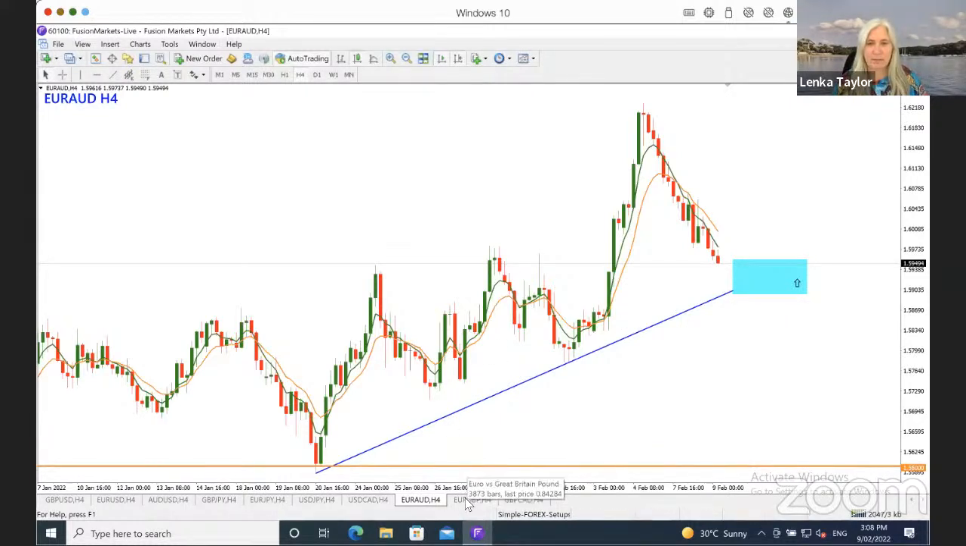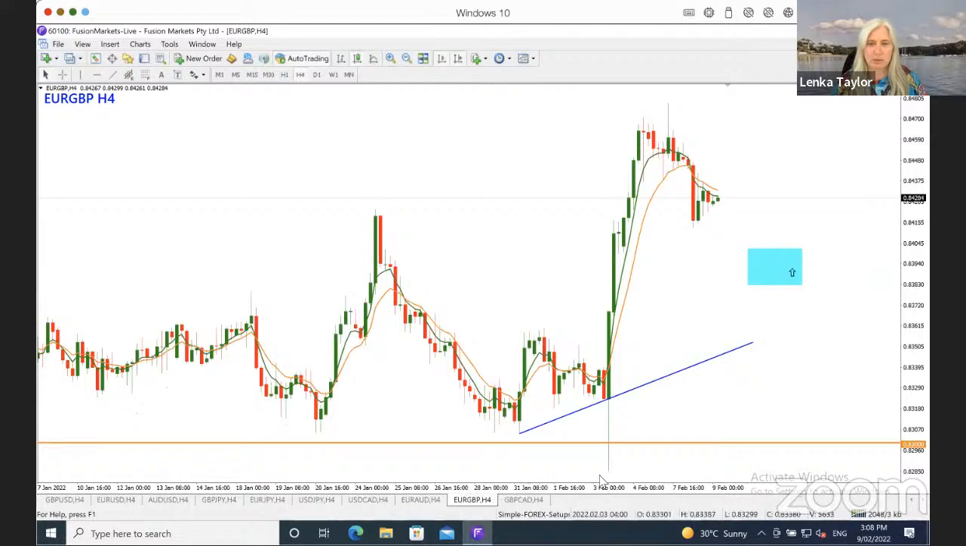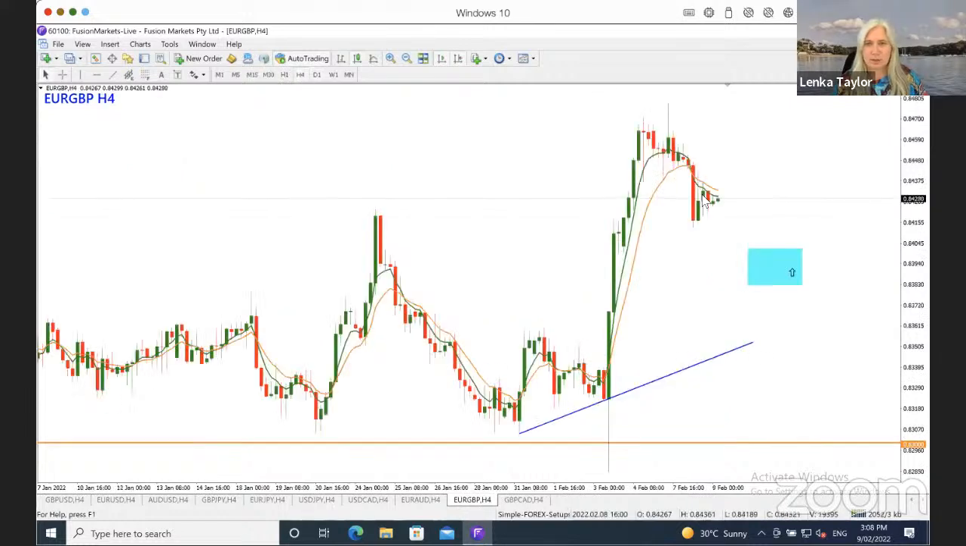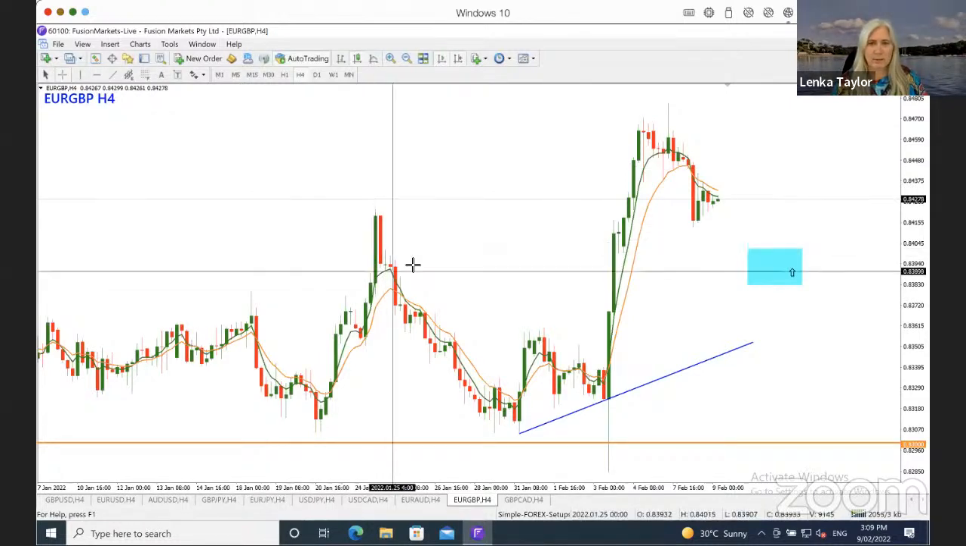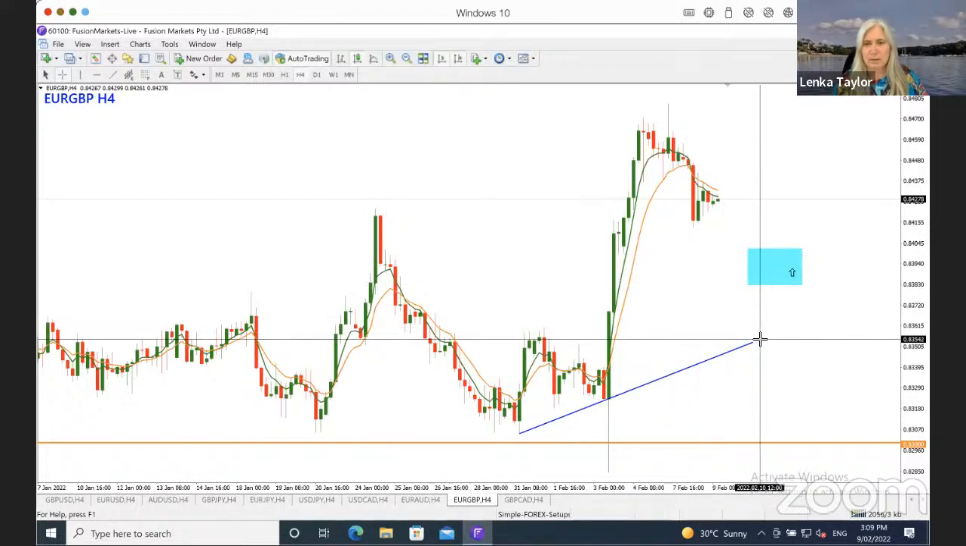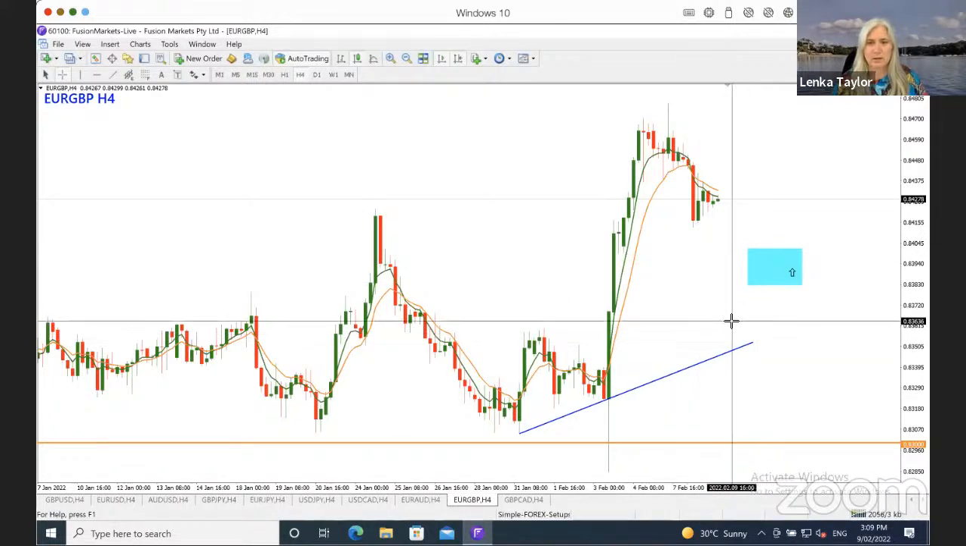Next currency pair I'm looking at is EURGBP. So EURGBP, I'm looking for a long, but I am looking for further pullback first. So this one is not really ready yet. I'm looking for the pullback around the previous high here, or all the way down to the trend line.